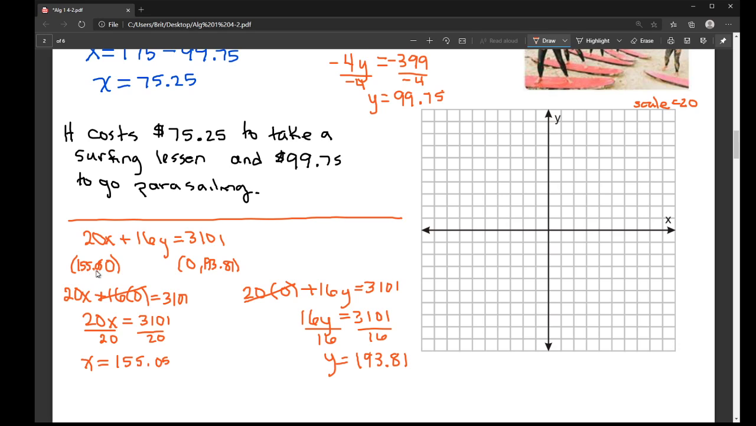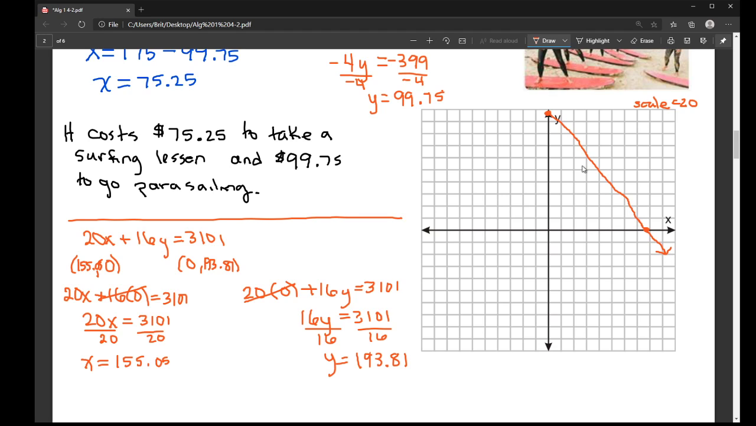So I have 155.050, so 20, 40, 60, 80, 20, 40, 60. So this first point is just shy of 160. And then here I have 0 and then 193.81, so that'll end up being right here, just shy of the 10 marker. And then I could draw my line.